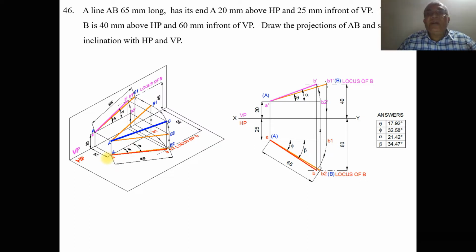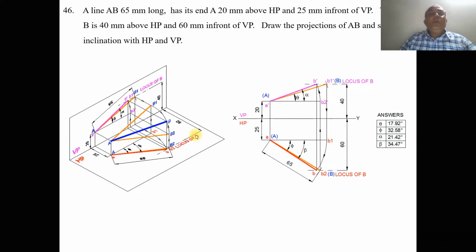As we go for the other end point, B is 40 mm above HP. So you can see this distance is B, which is 40 mm above HP. When you look from the front view, that image will fall on the vertical plane, which is 40 mm above HP, and then you write the locus of B in the front view. Similarly, when you look from the top view, we can see the distance in front of VP by 60 mm. So we will get this distance as in front of VP. So it is in front of VP by 60 mm, and write this as the locus of B in the top view.